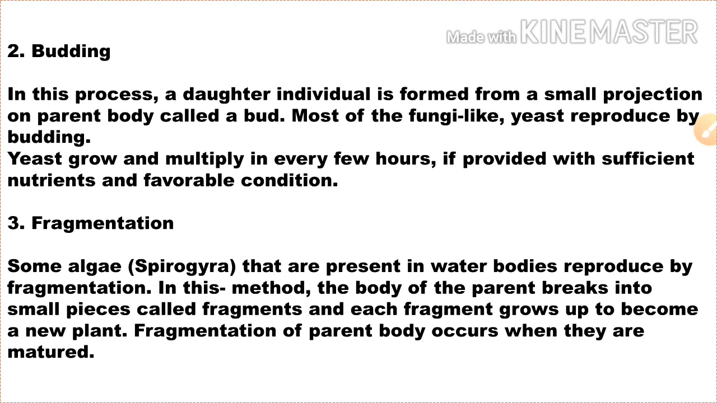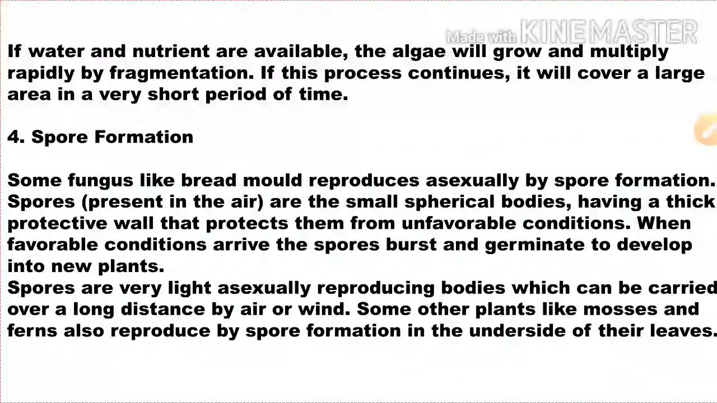Next one is fragmentation. Some algae, for example Spirogyra, that are present in water bodies reproduce by fragmentation. In this method, the body of the parent breaks into small pieces called fragments, and each fragment grows up to become a new plant. Fragmentation of a parent body occurs when they are matured. If water and nutrients are available, the algae will grow and multiply rapidly by fragmentation. If this process continues, it will cover a large area in a very short time period.